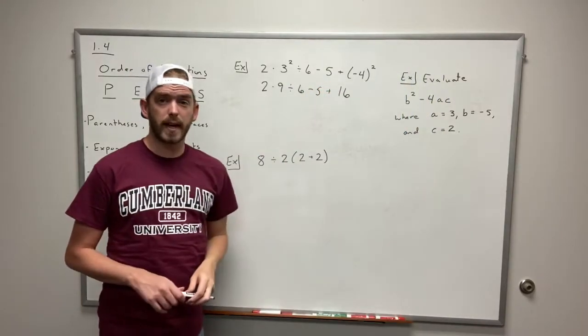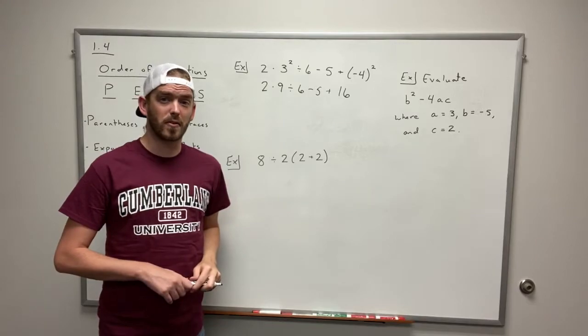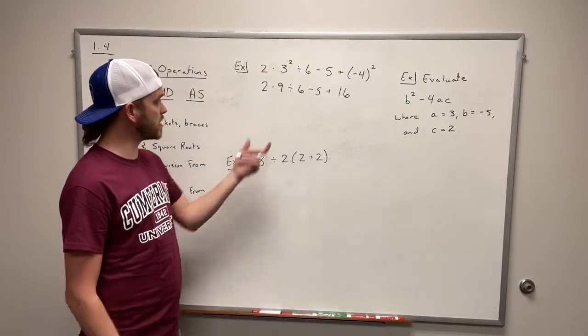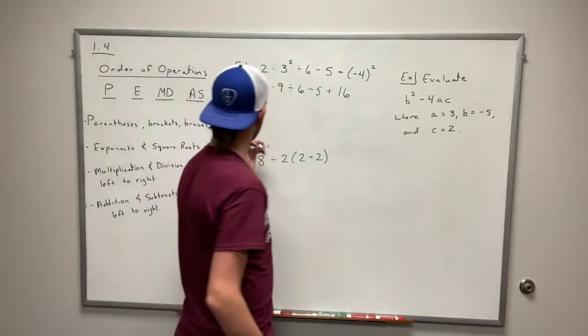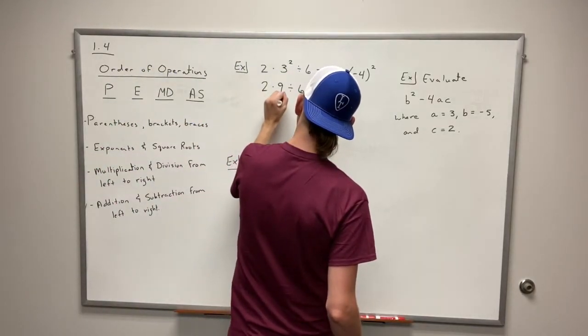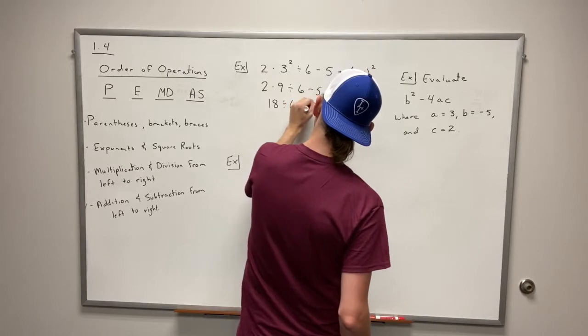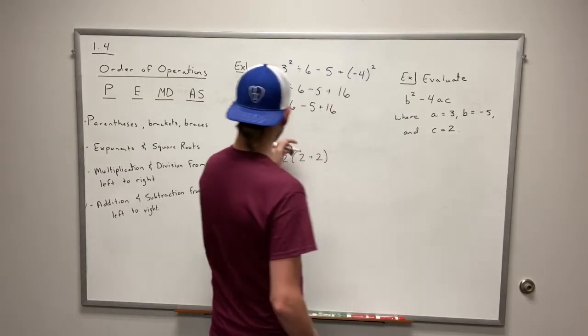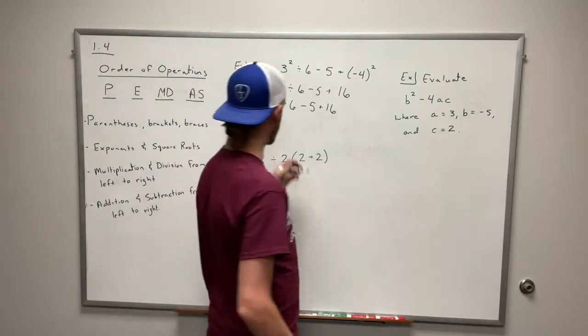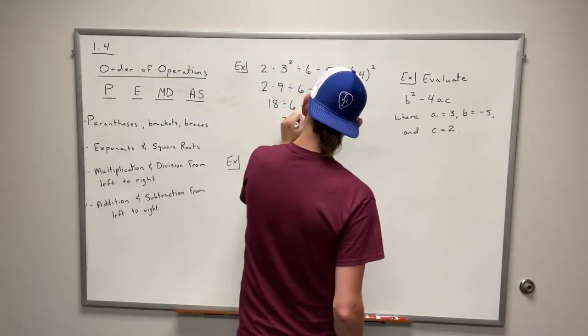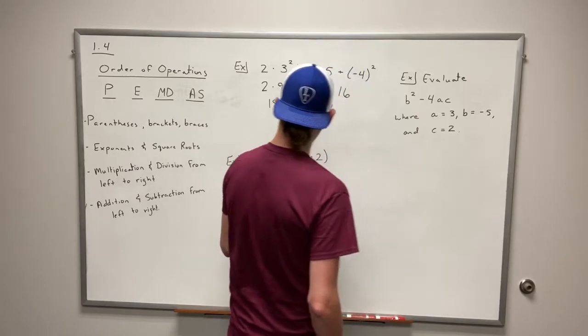We're going to do our multiplication and division in the order in which they appear from left to right. The first thing that we see is this 2 times 9. 2 times 9 is 18. Let's go ahead and bring that down. So 18 divided by 6 minus 5 plus 16. Now we can do the division part. 18 divided by 6 is 3. So we get 3 minus 5 plus 16.